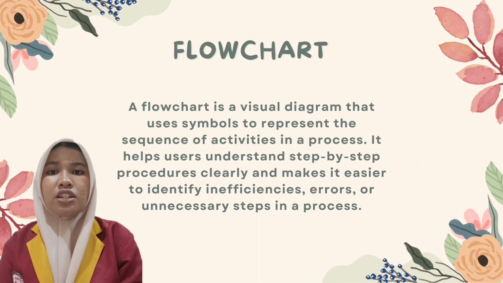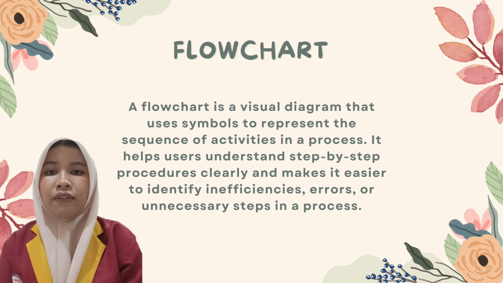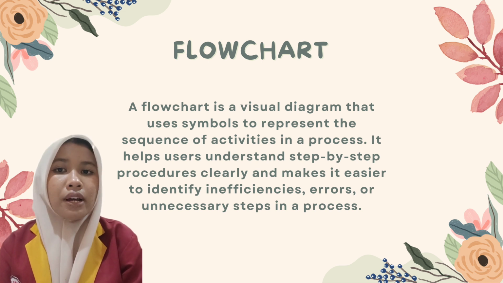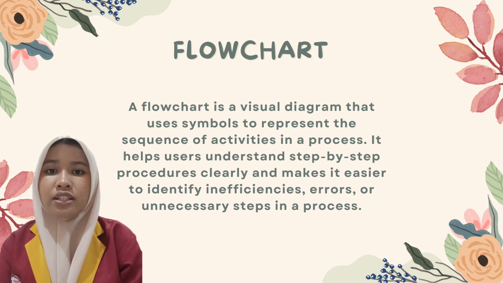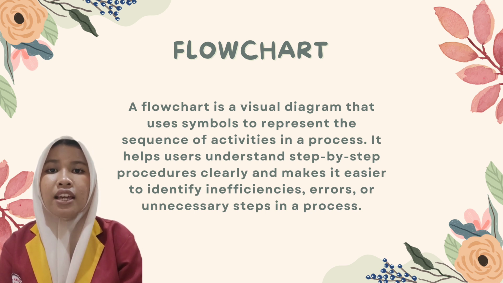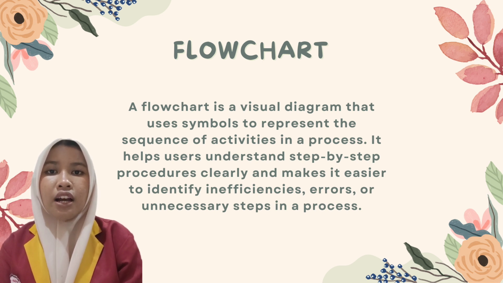Now let's discuss each type, starting with flowchart. A flowchart is a visual diagram that uses symbols to represent the flow of activities in a process. It shows step-by-step procedures from beginning to end. Flowcharts are very useful because they make processes easier to understand and help identify problems and inefficiencies. For example, if there is a delay in a process, a flowchart can help us see what the problem actually is. Because of this, flowcharts are widely used in business and system analysis.